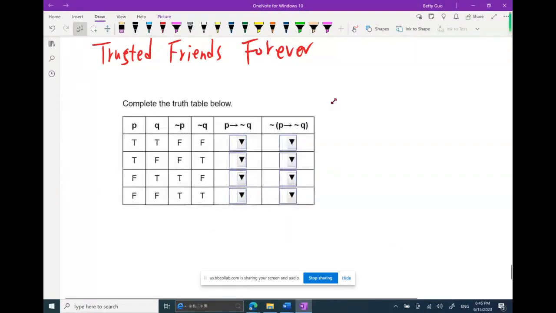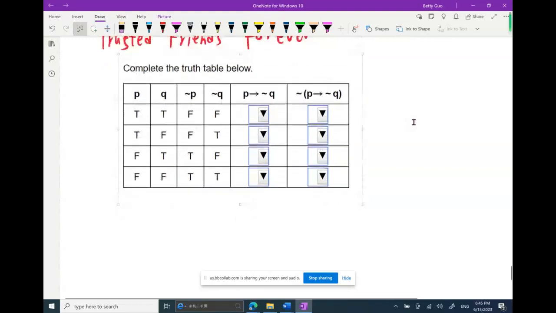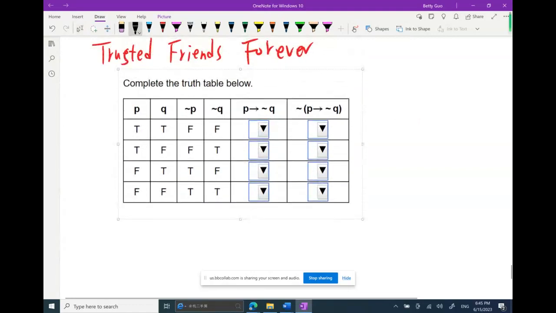Now I can take notes, everything. Okay, so I'm going to label column 1, column 2, column 3, column 4, column 5, column 6, right? We are going to complete the values in column 5 and column 6.